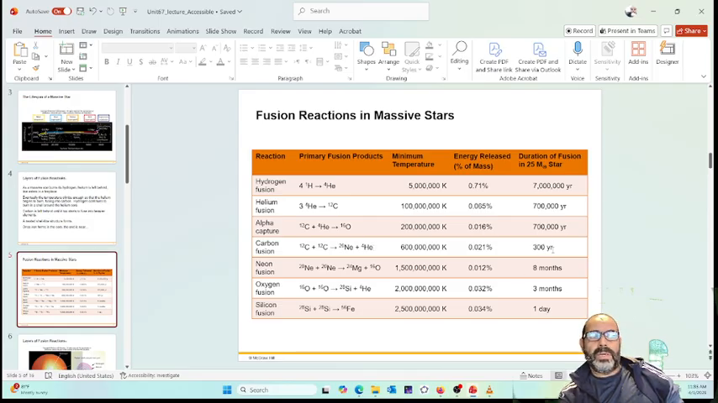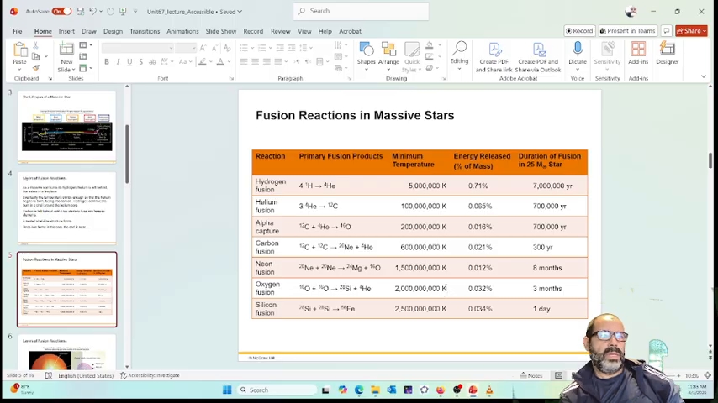Now, if 300 years is nothing, compare that to 8 months. For 8 months, it's going to fuse the neon and form magnesium and oxygen, okay? But the temperature for that is 1.5 trillion Kelvin. So the collapse of the core must have been so much that its temperature went up to this point, okay? And that's 8 months. It's nothing. 8 months is nothing for a star. It's actually even nothing for a lot of the events in here, okay?